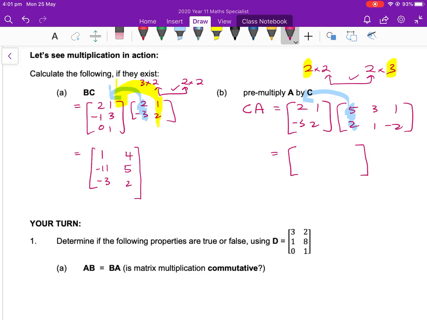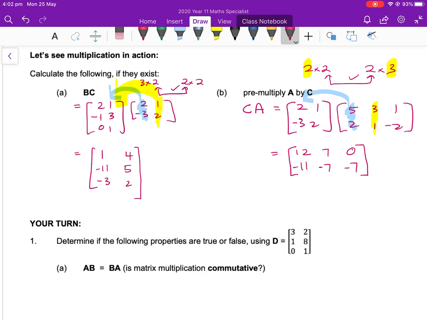5 2s are 10, plus 2 1s are 2, so we get 12. 5 times negative 3 is negative 15, plus 2 times 2 is 4, so negative 15 plus 4 is negative 11. Next column onto the rows. 3 times 2 is 6, plus 1 times 1 will make 7. 3 times negative 3 is negative 9, plus 1 times 2 is 2. Negative 9 plus 2 is negative 7. And 1 times 2 is 2, plus negative 2 will be the 0. 1 times negative 3 is negative 3. Take another 4 will leave us with negative 7.